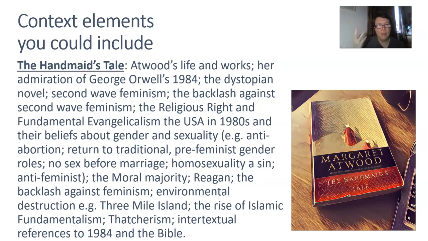life, and this idea of the influence of Orwell. Then you've got the dystopian novel, and of course she talks about speculative fiction as well. And then we've got second wave feminism, which I thought was so important that I've mentioned it twice, and the backlash against it. The religious right, fundamental evangelicalism, the Moral Majority, and of course that links to Ronald Reagan, the presidential elections in 1980 and 1984.